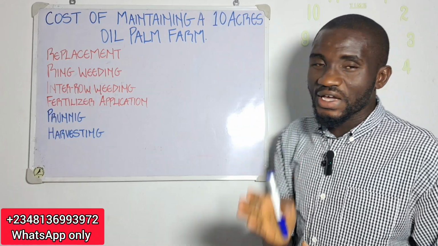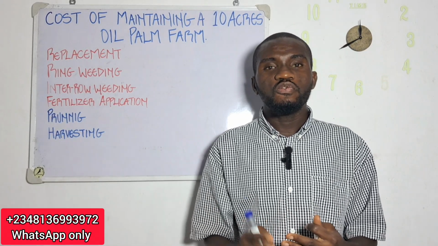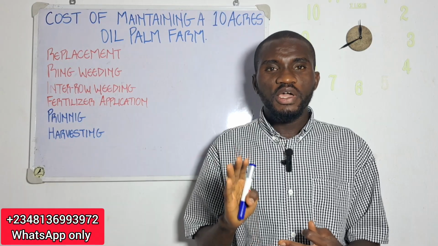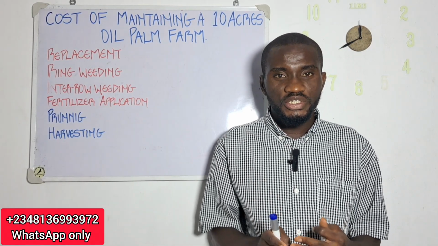For a 10-acre farm, a 10-acre farm is equivalent to 4 hectares, and you have a total number of 600 trees.